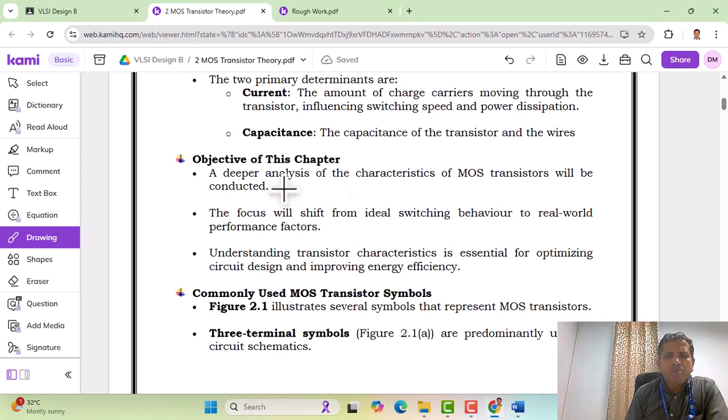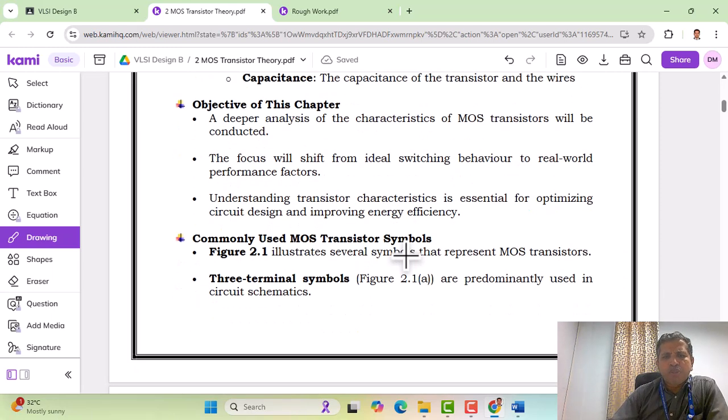In this chapter, we are going to do a deeper analysis of the characteristics of MOS transistors. The focus will shift from ideal switch behavior to real world performance factors. That is the second objective. And the third objective is to understand the transistor characteristics in order to optimize circuit design and energy efficiency, keeping these two as goals. So the transistor characteristics are discussed.